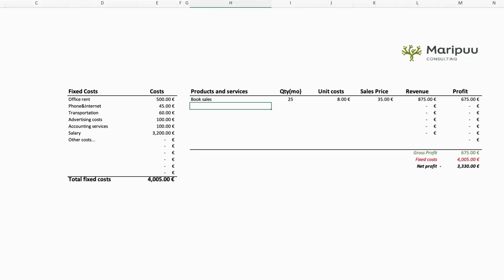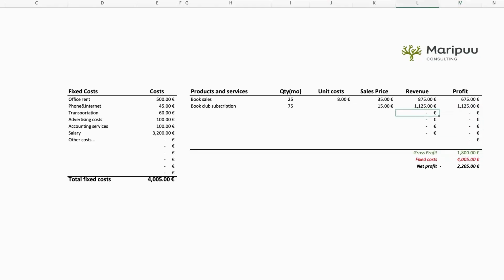The next income stream might be book club subscription. Let's say that you have your personal fan club and you have 75 members who are willing to pay you 15 euros per month to get your books online. You don't have any unit cost because it's online sales. So it makes revenue 1,125 and it also is your profit because you don't have any unit costs.